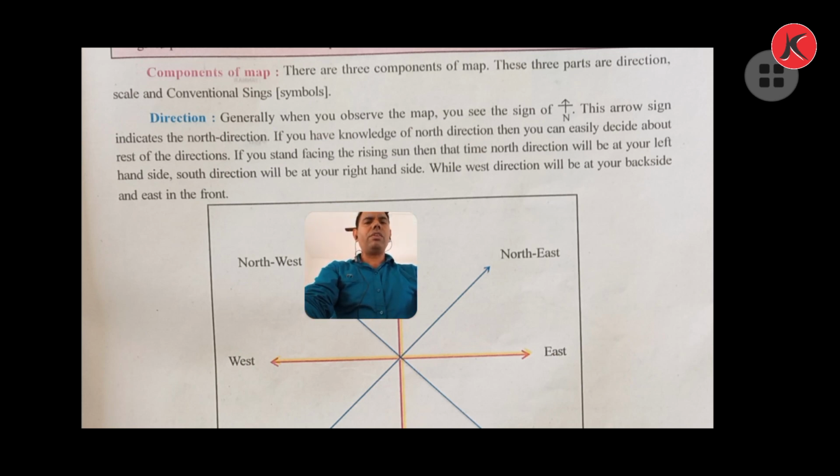Generally when you observe the map, you see the sign of north. This arrow sign indicates the north direction, students, and downside N is written. If you have any knowledge of the north direction, then you can easily decide about the rest of the directions. If you stand facing the rising sun, then the north direction will be your left hand, students.